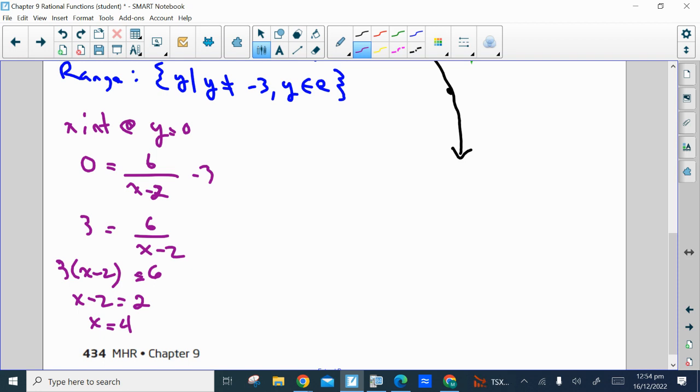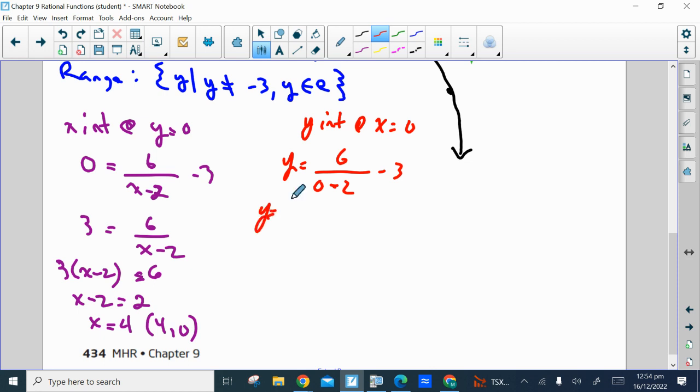The x-intercept is the point 4, comma 0. It's a coordinate. You need an x and a y. Our y-intercept is always where x equals 0. So again, we'll take the equation and now we'll let x equal 0. So on the bottom, 0 take away 2 is -2, so it becomes 6 over -2 take away 3, which is -3 take away 3, or -6. The y-intercept is where x is 0, so that's the point 0, comma, -6.